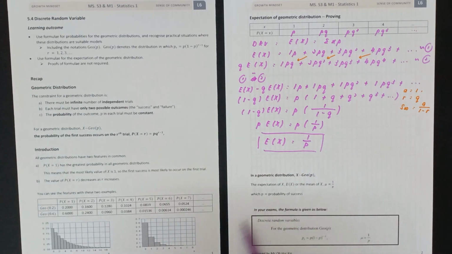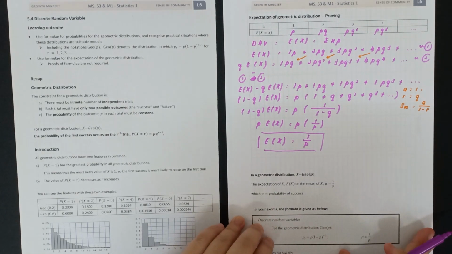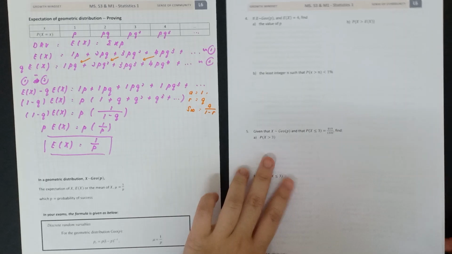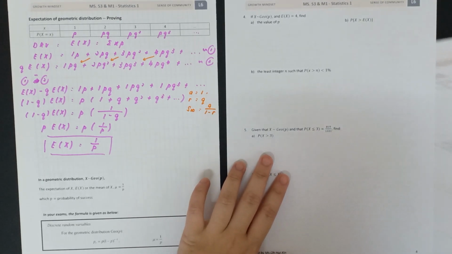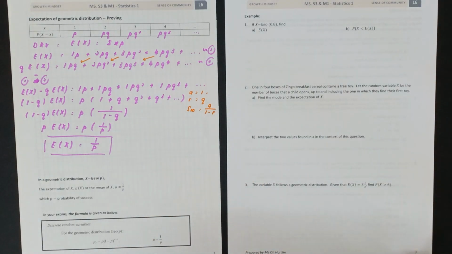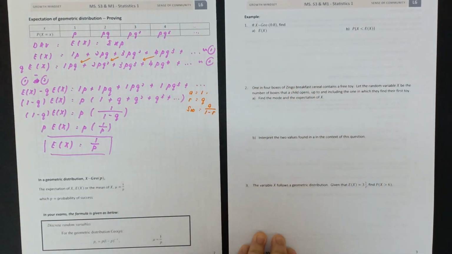Okay, so I also attach here. So in your exam, the formula will be given like that. So for geometric distribution, this is how you find your probability, then this is how you find your mean. Okay, so let's move on for some examples here. We have only 5 questions here, so we are going to do this very quickly. Okay, so number 1, if x is a geometric distribution with your p 0.8, find the expectation of your distribution.